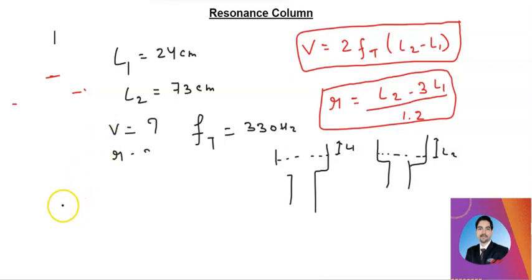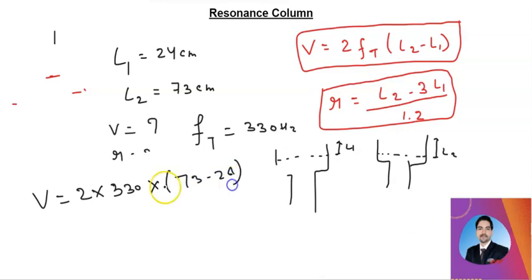First of all, we know very well V is equal to 2f, frequency of tuning fork, that is 330 Hz, multiplied by L2 minus L1. What is L2 minus L1? 73 minus 24. After solving this, you will get 323 meter per second. This is the speed of sound.